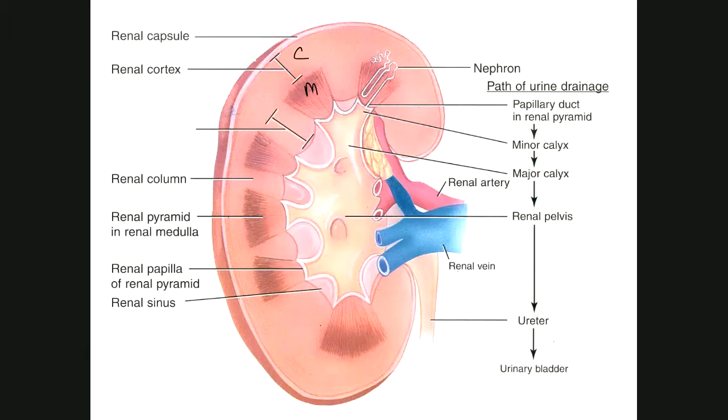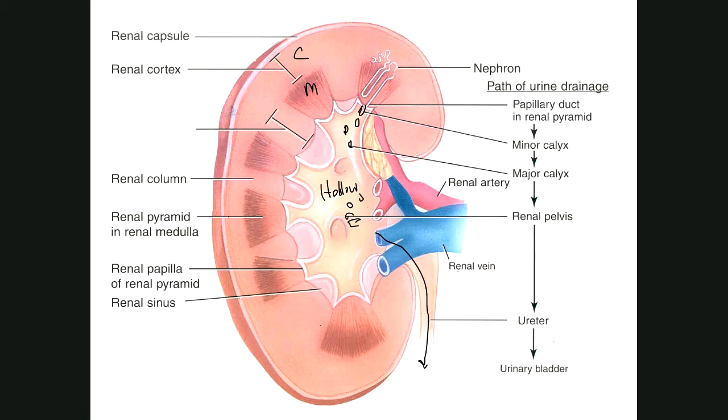area right here. It's hollow. And it's where the urine collects. So urine comes out right here. And it collects in here. And so this fills up with urine before it enters the ureter and goes on down.